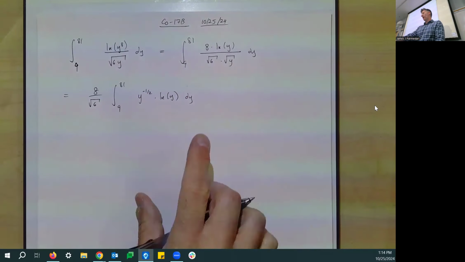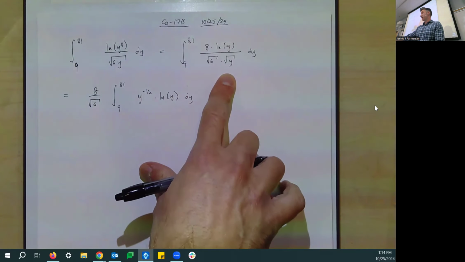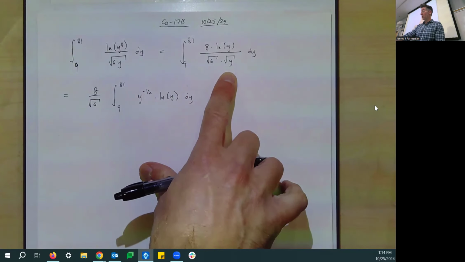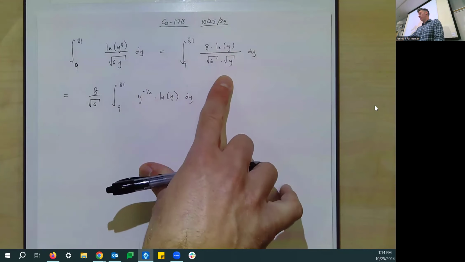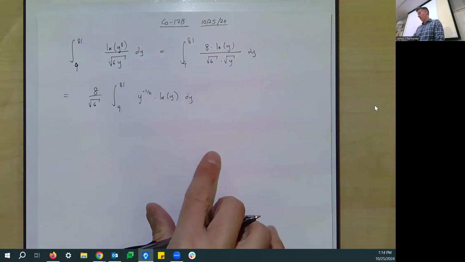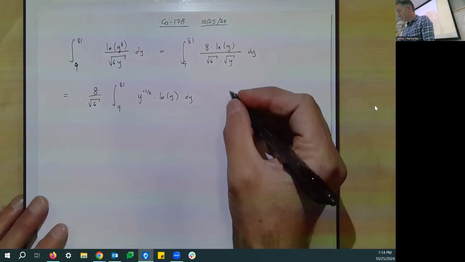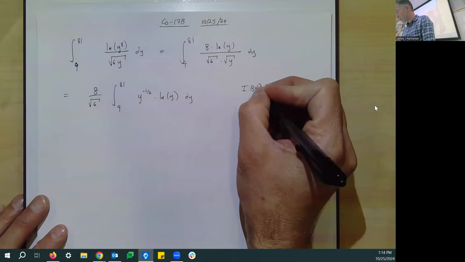If that had been a y to the first in the denominator, I would have left it in the denominator, because it would have ended up being a u substitution. I'd let u equal the natural log of y, and my du would be 1 over y, which is right there. Since it's not 1 over y to the first, I'm going to bring it up to the top because I'm looking at doing some integration by parts here. So integration by parts is the way to go.